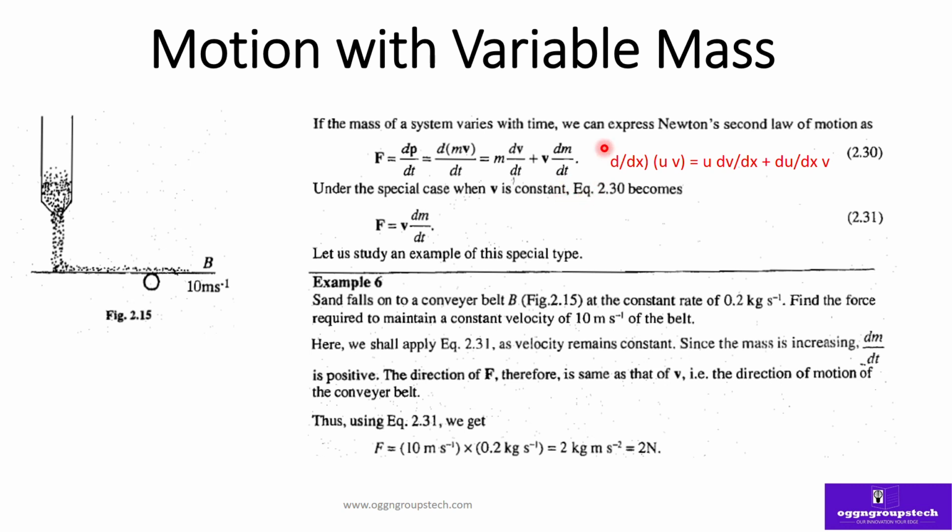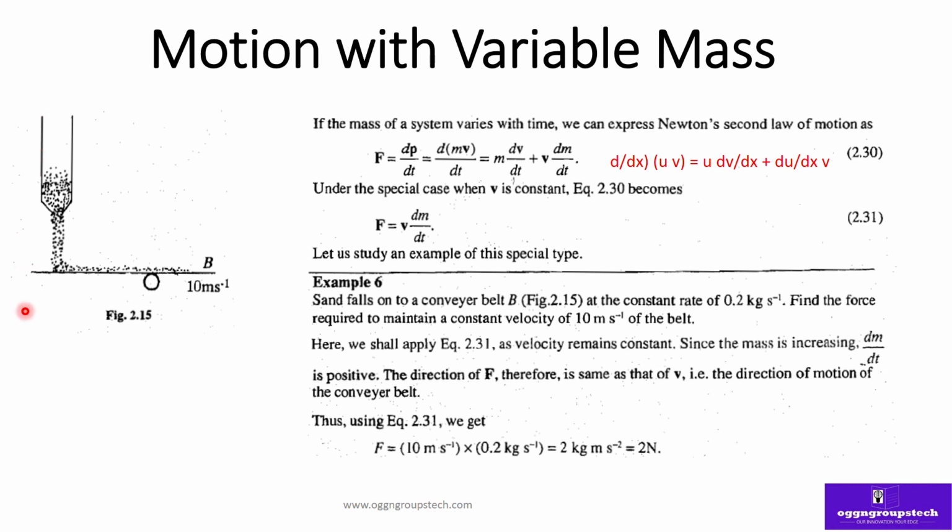Now as we said, under special cases the v is constant. The value of v is constant. If v is constant then F is equal to v dm upon dt. That's it. That is motion with variable mass. Okay, this much is clear. Now let's solve an example.